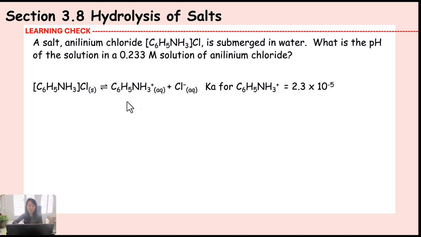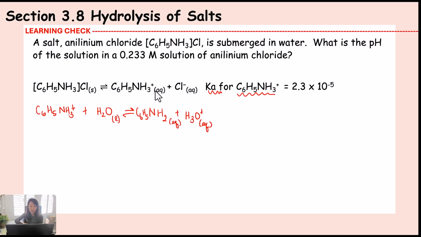Okay, so let's talk about this one right here. The very first ion, what will it interact with? Well, it's going to interact with water to form what? So I'm going to rewrite this: C6H5NH3+. It's going to interact with water, and it's giving you a Ka value. So what does that mean? This is probably going to act as an acid, so it will donate an H to form C6H5NH2, and instead of H2O, it becomes H3O+. This one is aqueous, H2O is liquid, and this is aqueous.